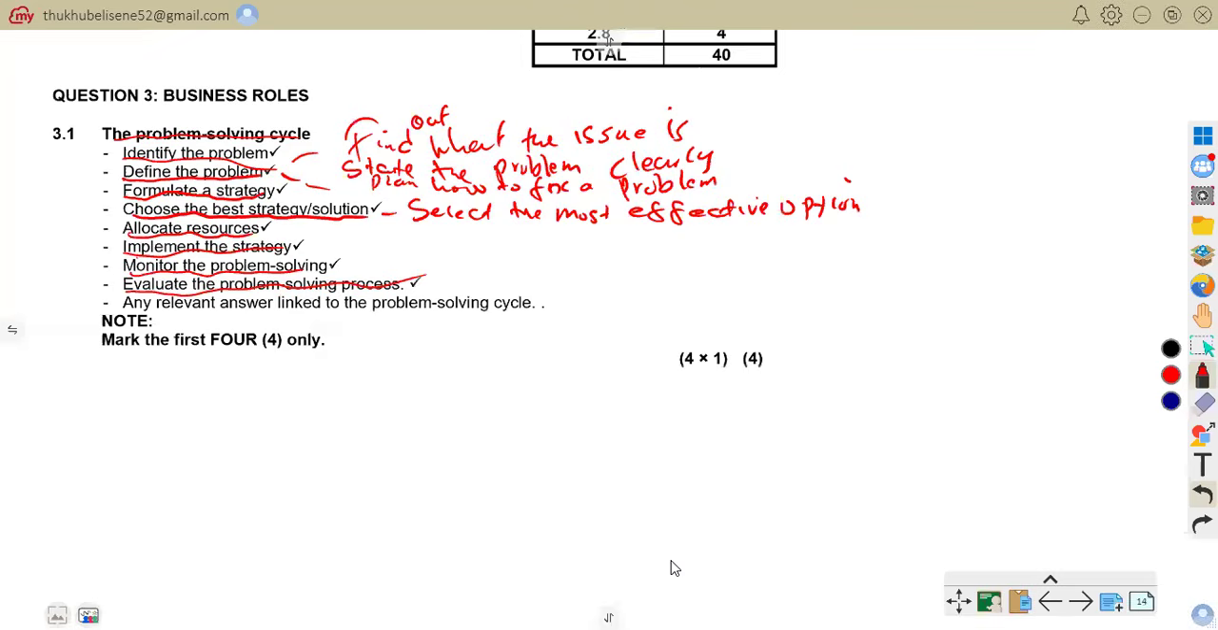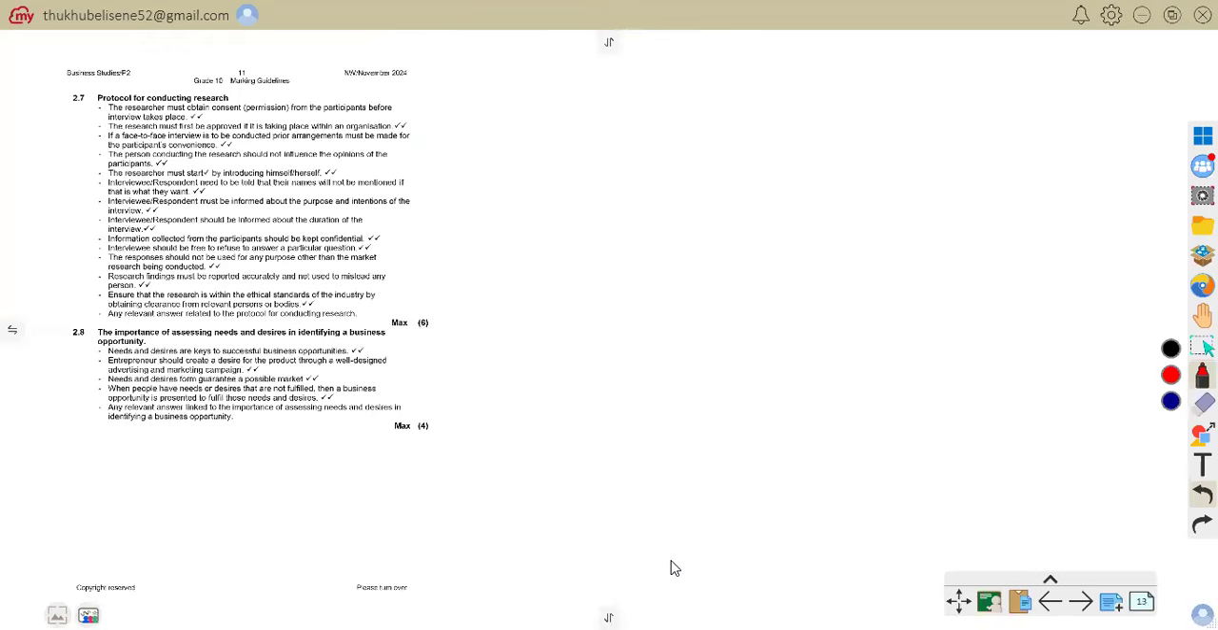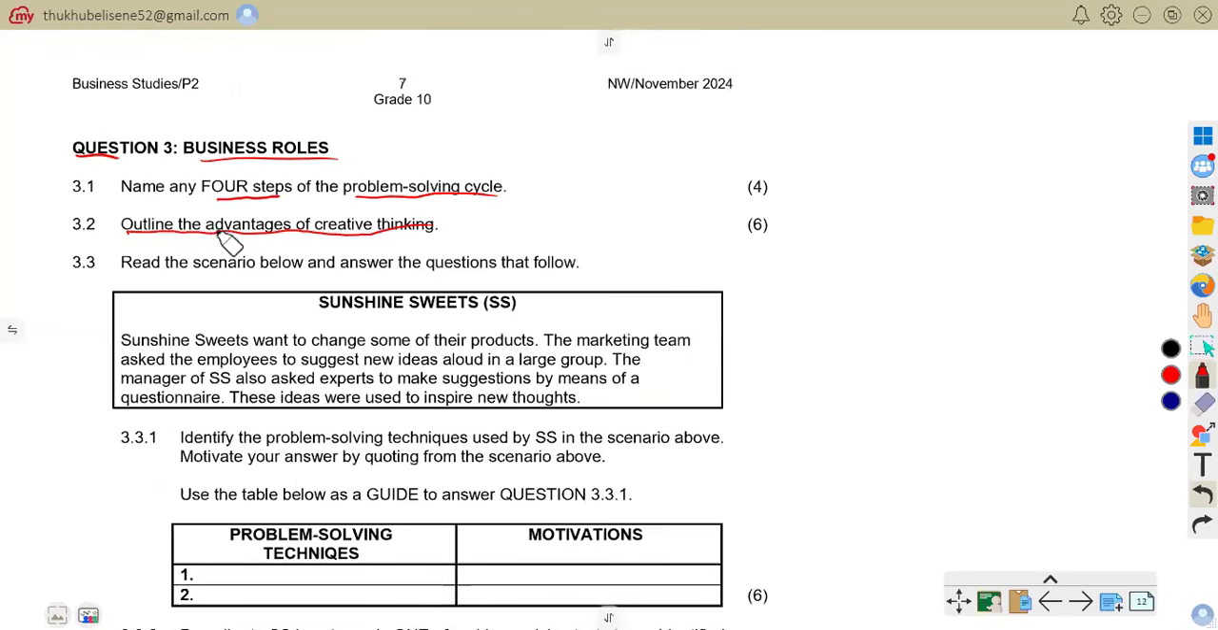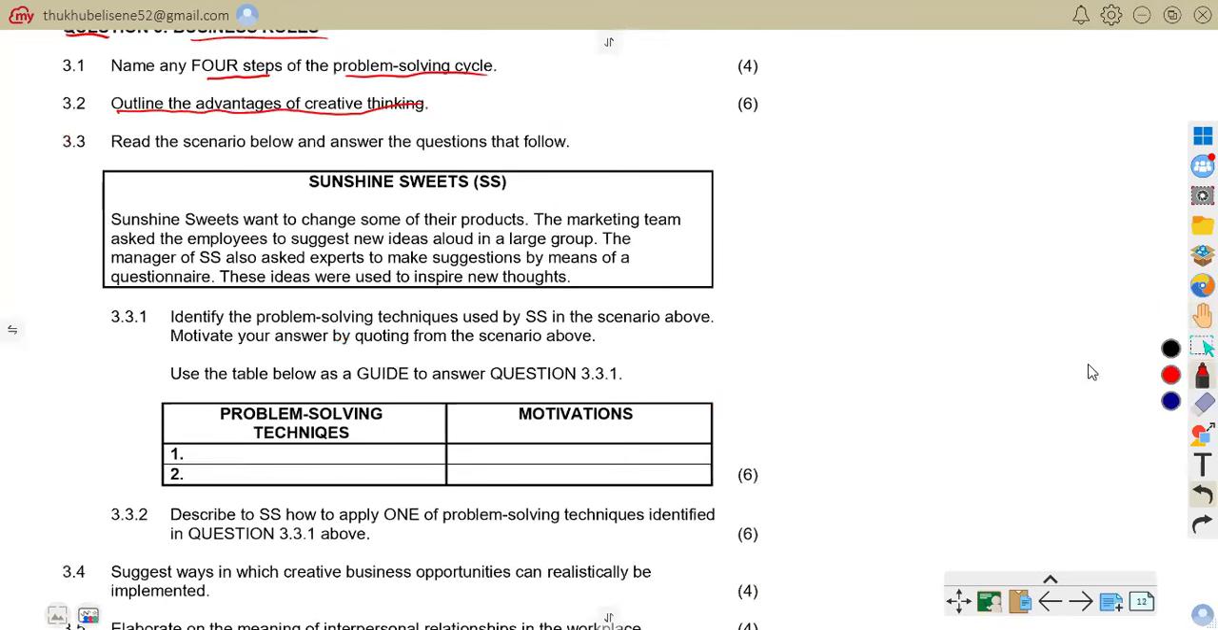Now let us move on to another question. 3.3. We are given what scenario? Read the scenario below. Answer the questions that follow. Sunshine Sweets wants to change some of its products. The marketing team asks the employees to suggest new ideas aloud in a large group. The manager of SS, which is Sunshine Sweets, asks the experts to make suggestions by means of questionnaire. These ideas were used to inspire new thoughts.